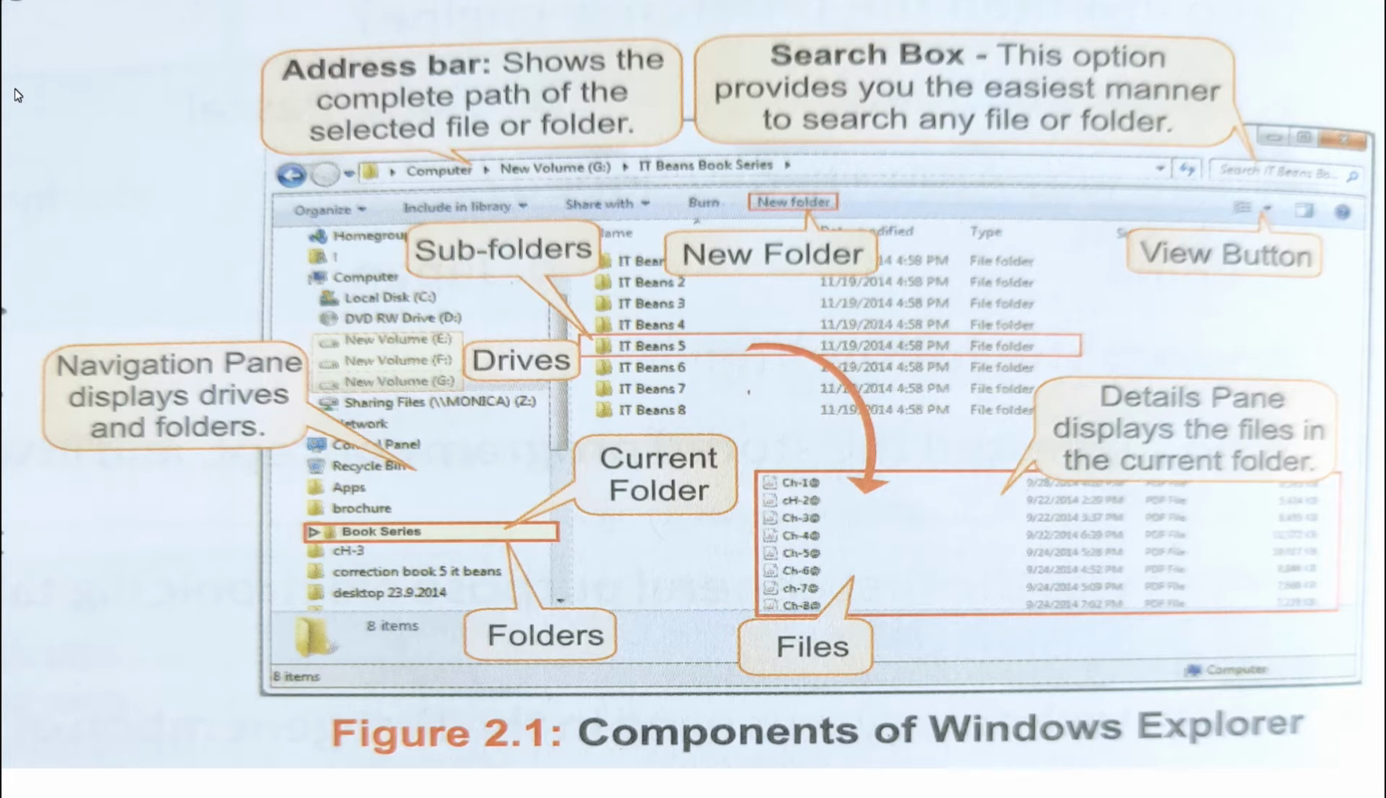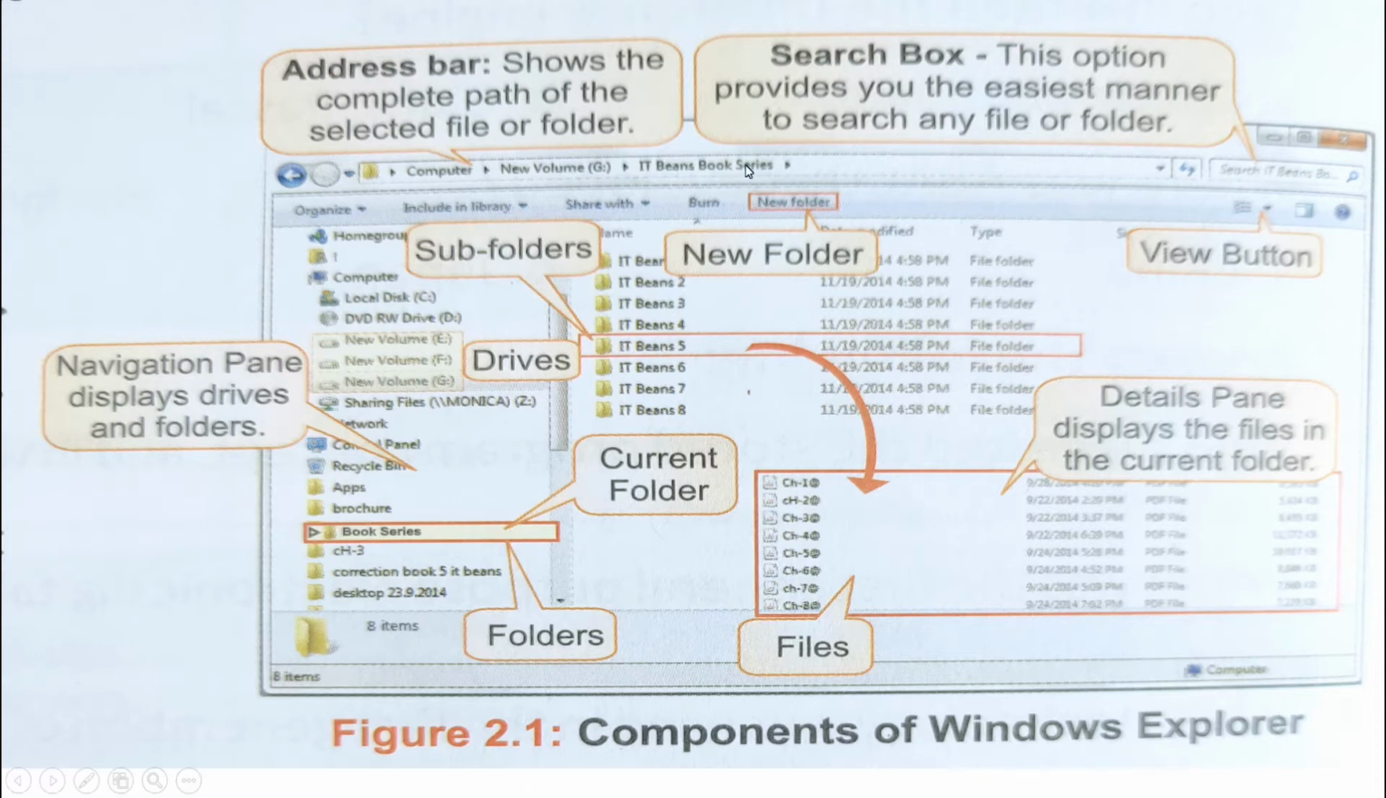Now let's see in detail which are the components of Windows Explorer. Here, at the top right corner of the Windows Explorer, you can see a white box. The name of this box is Search Box. This option provides you the easiest manner to search any file or folder. If you want to search a particular file or a folder, you can type the name of that file or folder in this space. When you press the enter key, the particular file will be opened.